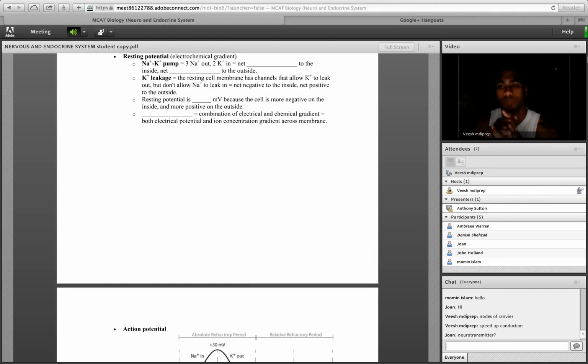So the gradient that's created by these charges is called the electrochemical gradient, and that's the combination of electrical and chemical gradients. Because you have a chemical gradient because of the sodium and the potassium molecules that you have there, and you also have an electrical gradient because of the charges.